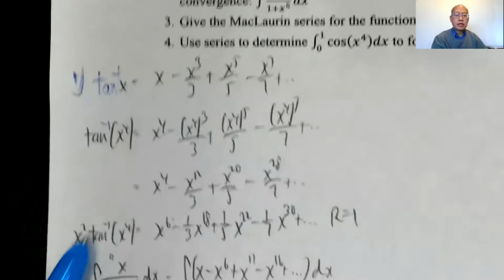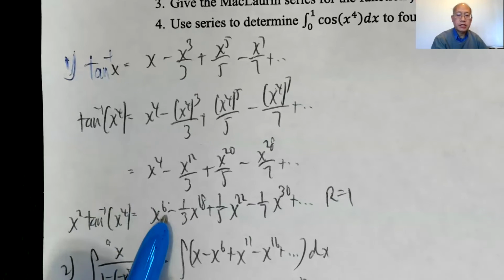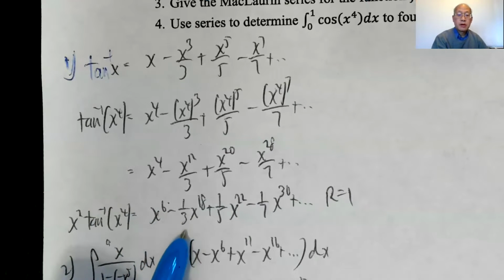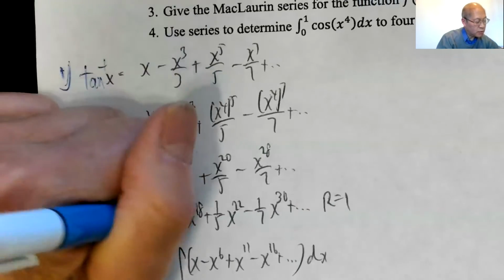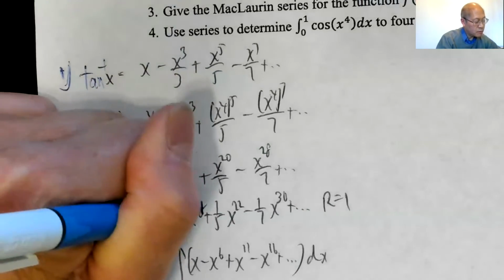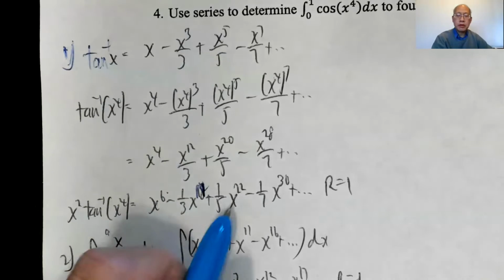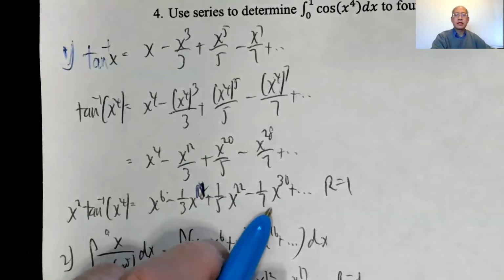Then just multiply by x squared. So x to the 6th minus 1/3 x to the 14th. Should be x to the 14th there. Plus 1/5 x to the 22nd minus 1/7 x to the 30th plus dot, dot, dot.